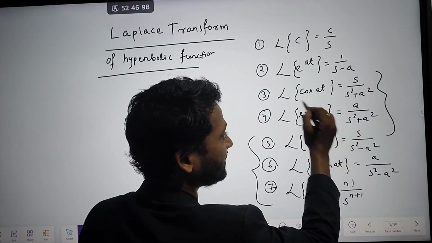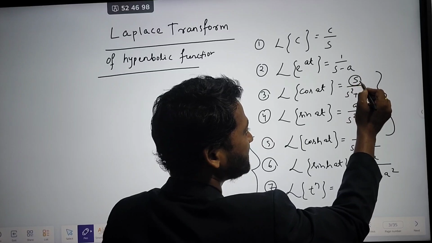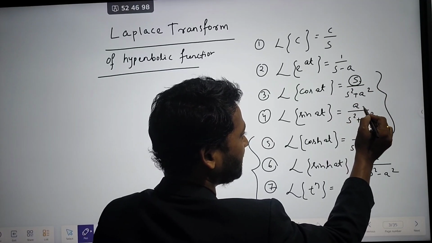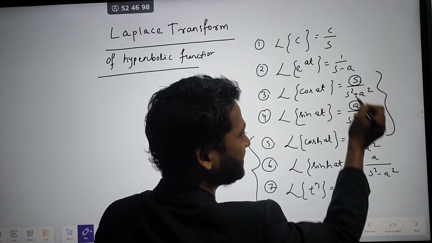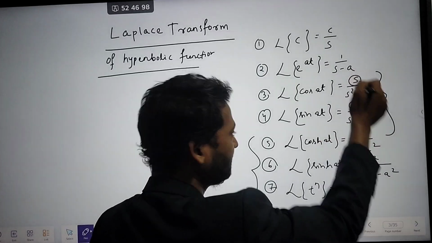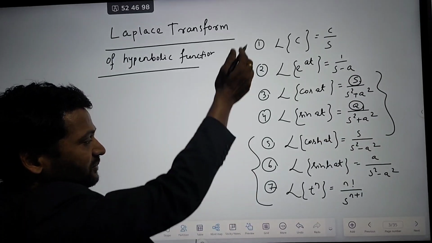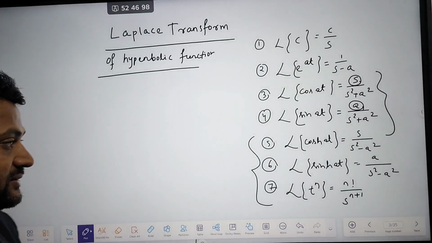In case of cos at, the numerator part is s. In case of sin at, the numerator part is a, and the denominator part is fixed, which is s square plus a square for both the cases. So that much we have discussed in the last class.